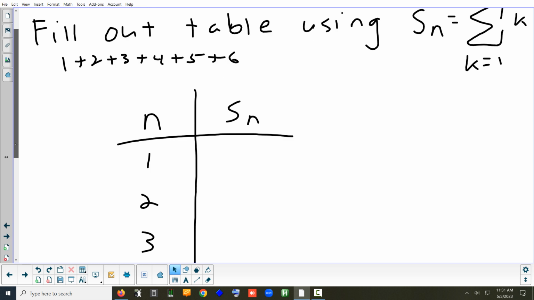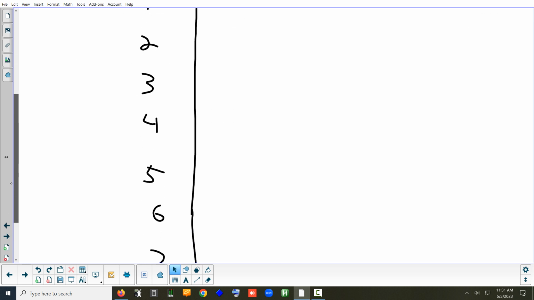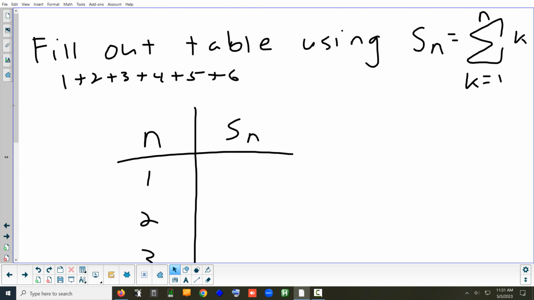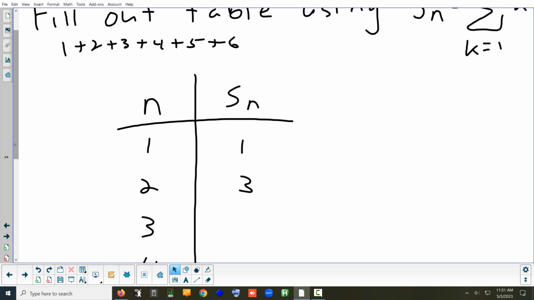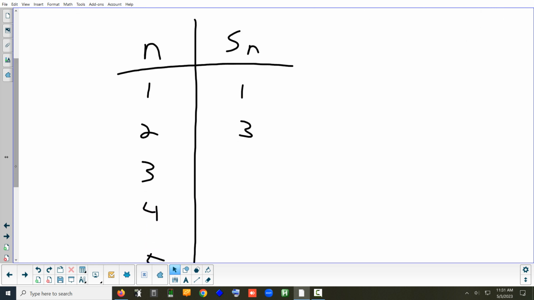I'll do it out up to 6. Maybe I'll do 7. All right. If that's my sequence of numbers, what do you get if you add up the first 1 terms in that pattern? 1. Okay. What if you add up the first 2? 3. And if you add up the first 3? 6.